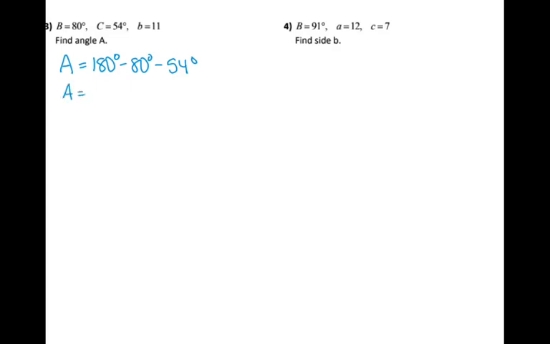Super easy. I wonder if that's a typo, but we're just going to go with it. So angle A is 46 degrees. Mission accomplished. All right, number 4, find side B.